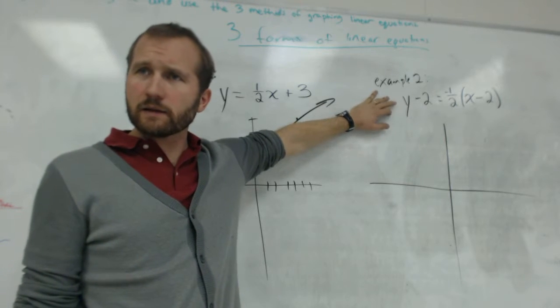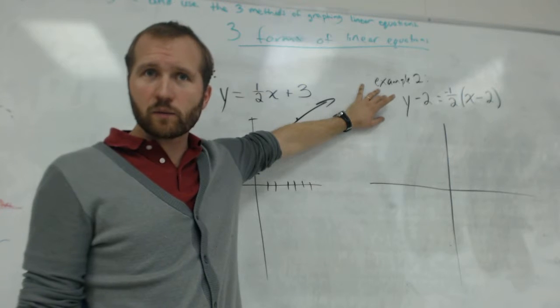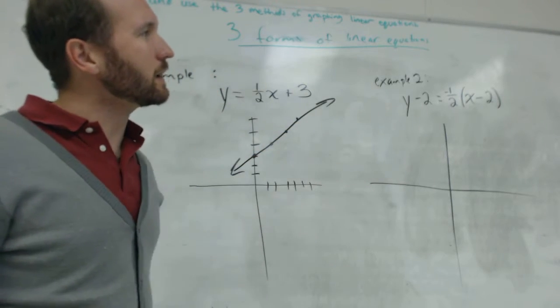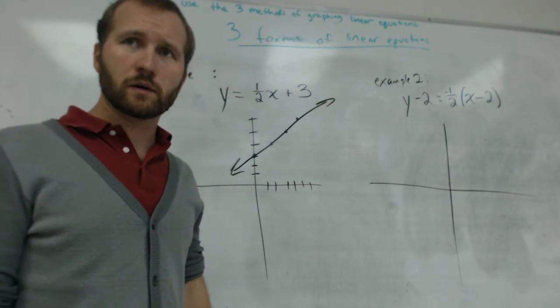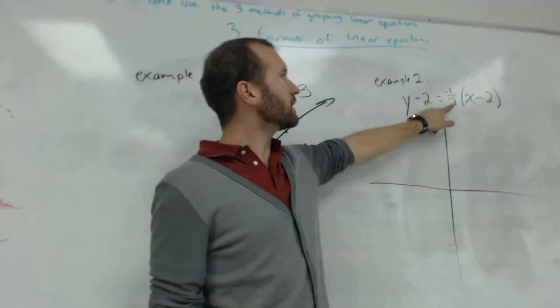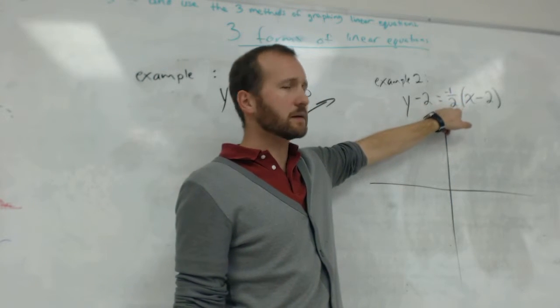So what's our method on this one? First we graph the point, and we use the slope. What is the point in this equation? The slope is negative 1/2. The slope is always the number in front of the parentheses.